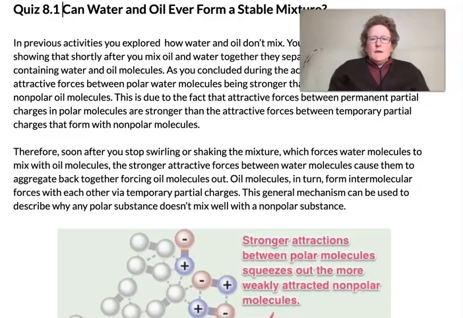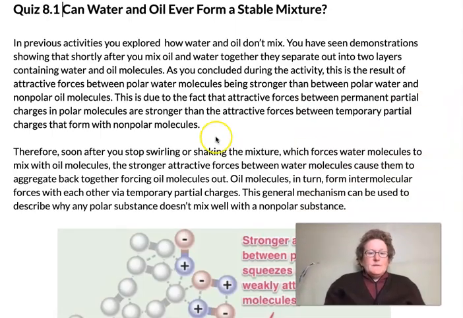Hey biologist. In lab 7.1, we explored the question, can water and oil ever form a stable mixture? And in quiz 8.1, you're going to answer some questions related to this homework from lab 7.1.